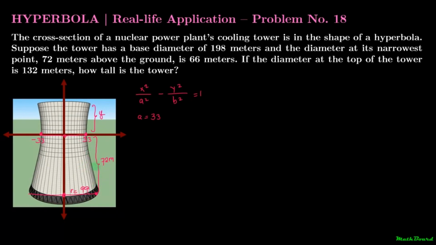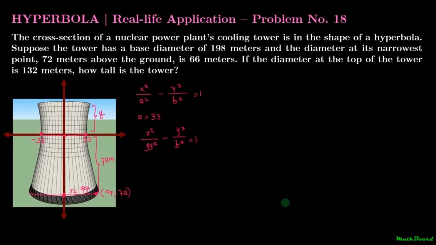Anong pwedeng gamitin nating point? So, ito lang yung possible, kasi may x tayo dito na 99. Tapos, meron tayong vertical distance na 72. Kaso, below siya ng x-axis, so negative 72 yan. Gagamitin natin yan. So, substitute lang natin yung 33 sa a. So, x squared over a squared, a is 33, so 33 squared minus y squared over b squared equals 1.